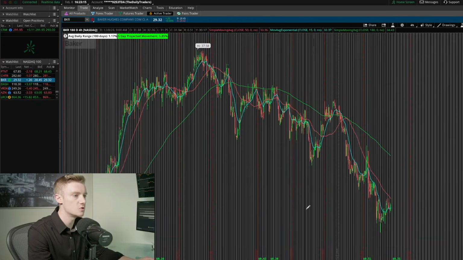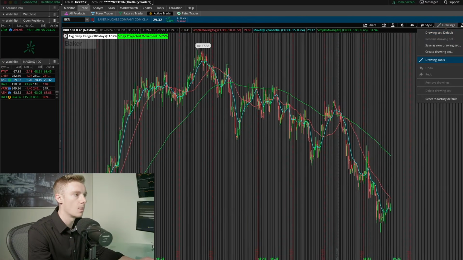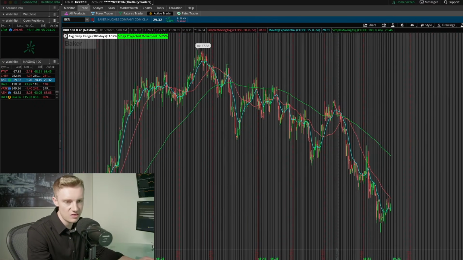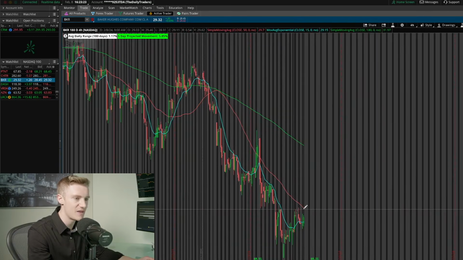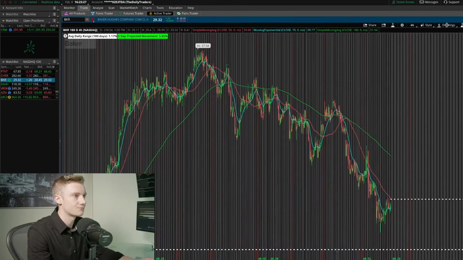Okay, so let's say we're just going to look to capitalize on a pullback. This is just a theoretical trade. Back down to that low. We're going to set our stop loss at the 50-day. Okay, just theoretical. Now, if we look at this stock, specifically BKR, average daily range is 1.17%. Our 5-day projected movement is 5.85%.